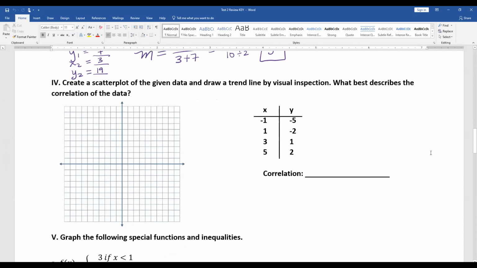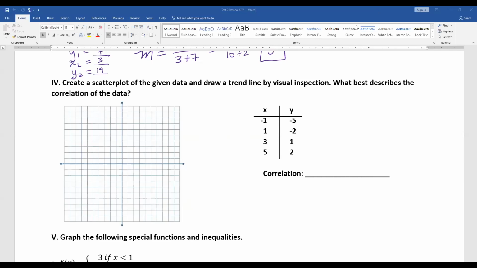All right, so now we're moving on into modeling linear data. This is the section where we learned about our scatter plots. In this case, we are given a table of data, and they have asked us to plot it.